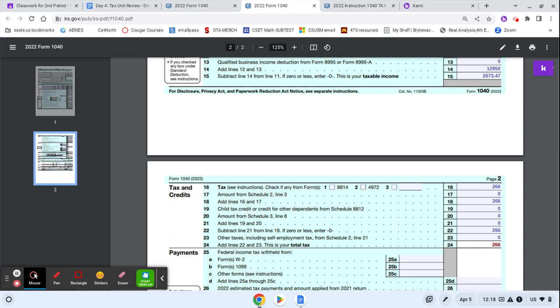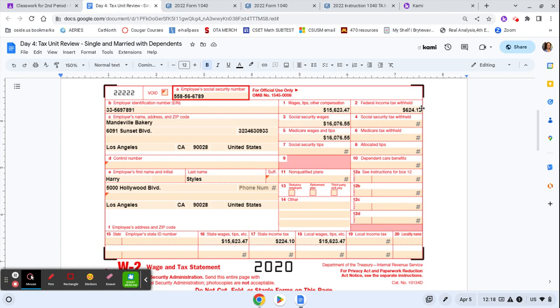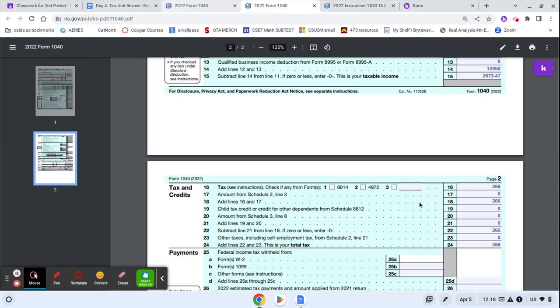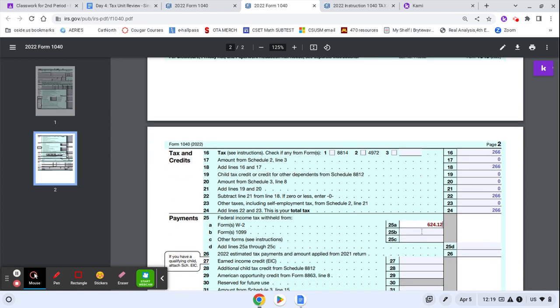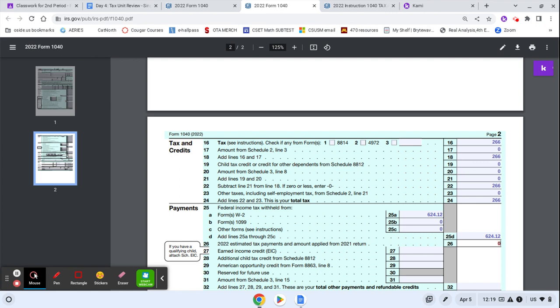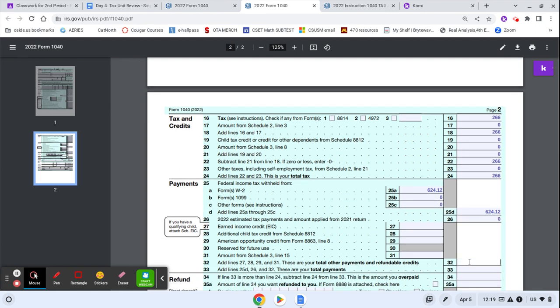Now, no other taxes, and this is your total tax. So again, when you've got no other weird scenarios, no kids, no other things coming out of that, no other taxes, you just have the same number four times. Now we go look at the W-2 to see how much federal income tax. So really, from this W-2, we only look at box one and two. This is gonna be 6.24 and 12 cents. And then zero here. Zero here, so 6.24.12 again. And no other numbers there, so 6.24.12 again.